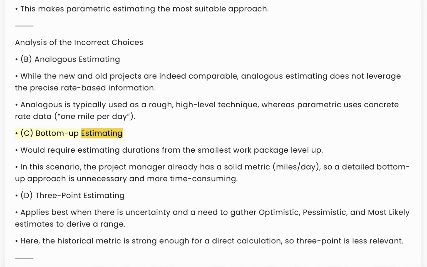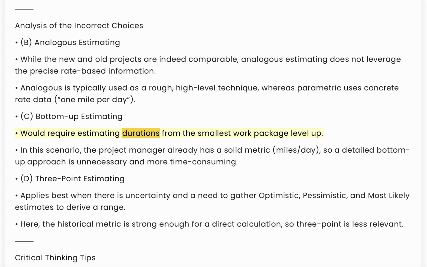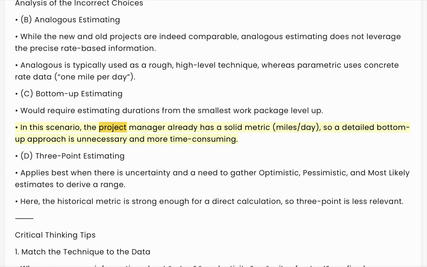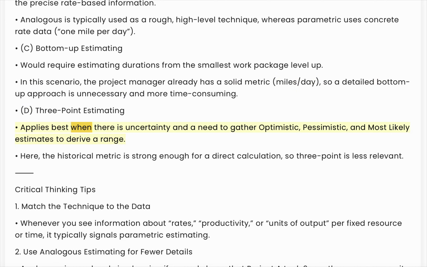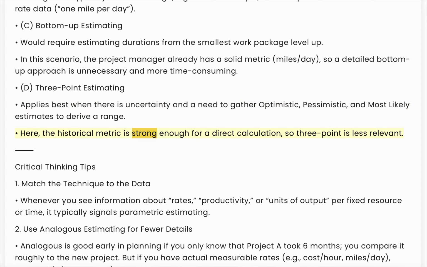C. Bottom-up estimating would require estimating durations from the smallest work package level up. In this scenario, the project manager already has a solid metric, miles per day, so a detailed bottom-up approach is unnecessary and more time-consuming. D. Three-point estimating applies best when there is uncertainty and a need to gather optimistic, pessimistic, and most likely estimates to derive a range. Here, the historical metric is strong enough for a direct calculation, so three-point is less relevant.